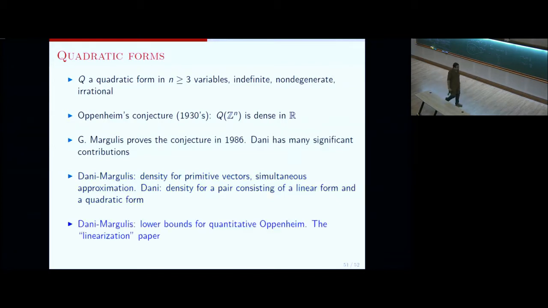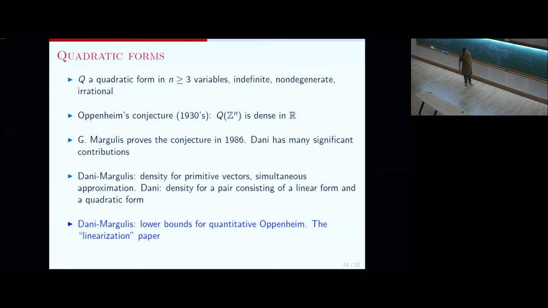Then Dani and Margulis wrote a landmark paper. This paper was the paper that introduced this linearization, which I spoke about earlier. And in the context of quadratic forms, in this paper, they proved the following result. You can ask for something better than just density. Namely, you can ask how many vectors you can find in a ball of radius t, such that Q takes a value between real numbers A and B. So you would ask for some sort of asymptotic as t goes to infinity of this quantity.